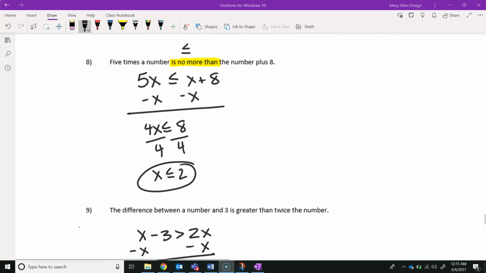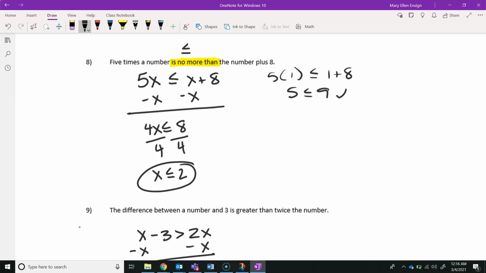Okay, so here's the rest of that one. 5 times a number is no more than, that means less than or equal to, the number plus 8. I subtracted x from both sides and solved: x is less than or equal to 2. So that means if I choose anything less than or equal to 2 to be an x, then this is going to be true. If it's more than 2, it's not going to be true. So let's say I pick 1. This would give me 5 on the left-hand side. So 5 is less than or equal to 9, which is true.